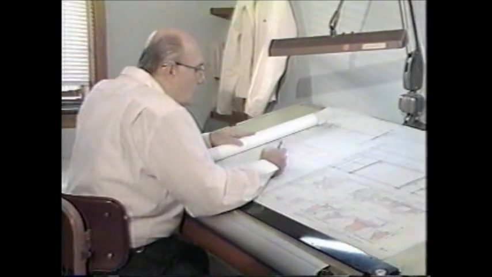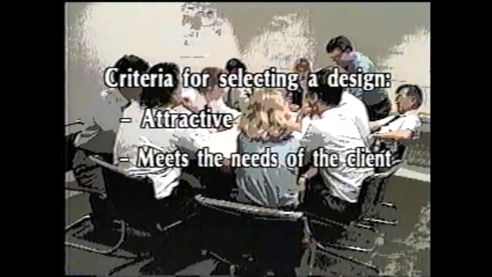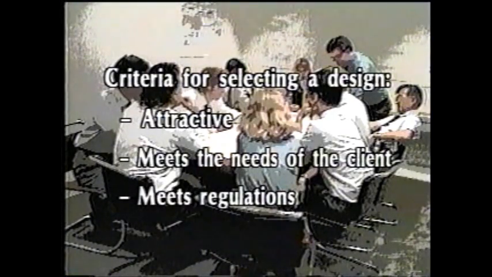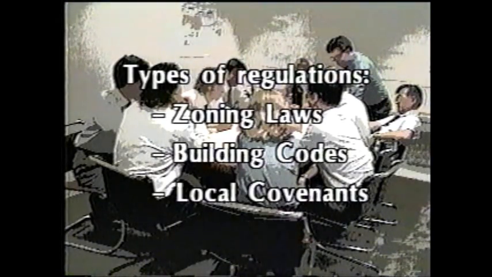Eventually, the architects select their favorite sketch. How do they know which one to pick? Well, along with selecting a layout that looks attractive and meets the needs of the client, an architectural firm must make sure that the design meets a number of regulations. These include zoning laws, building codes, and local covenants. Do you know what any of these are? Yeah, zoning laws tell you what type of building you can put up, right?